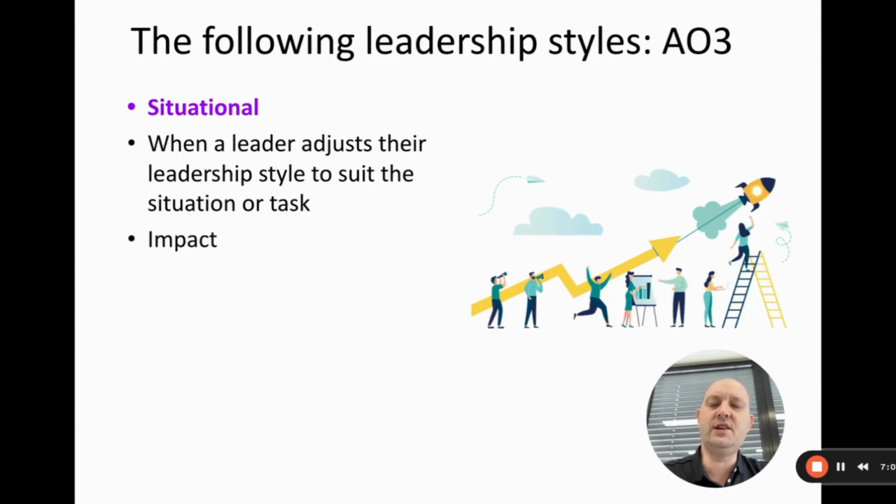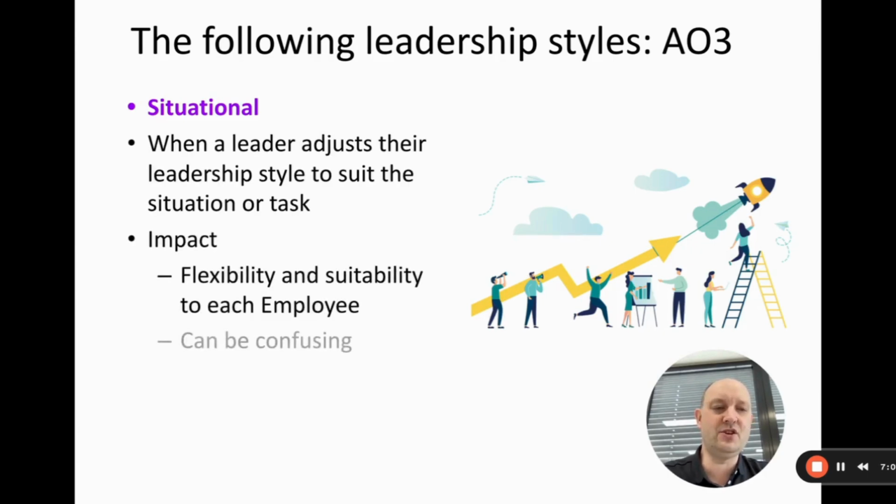So the final one is situational, and this is like a combination of all of the ones we've done so far. This is when a leader adjusts their style to suit the situation or task. And so the good thing here is that the leader has flexibility. They can suit their leadership style to the situation.